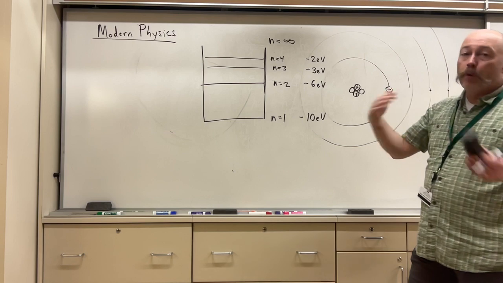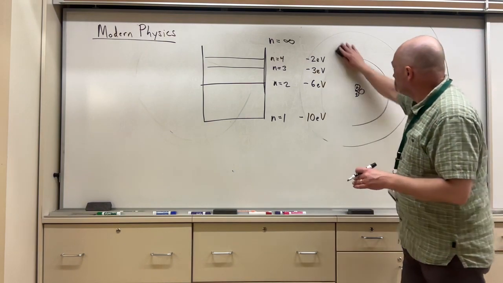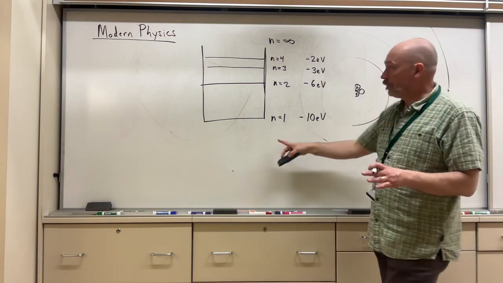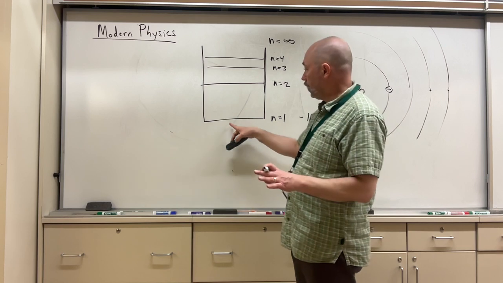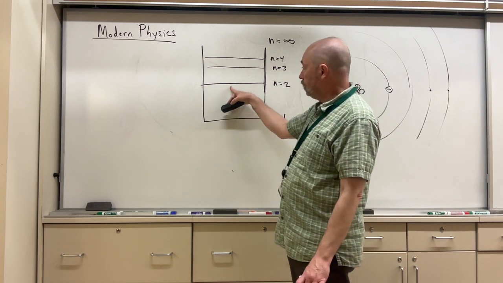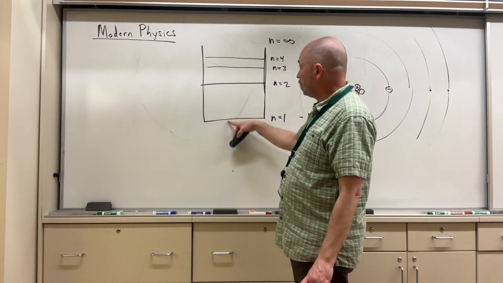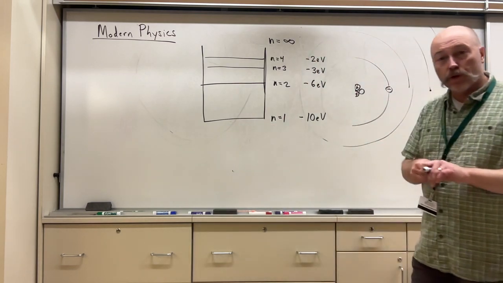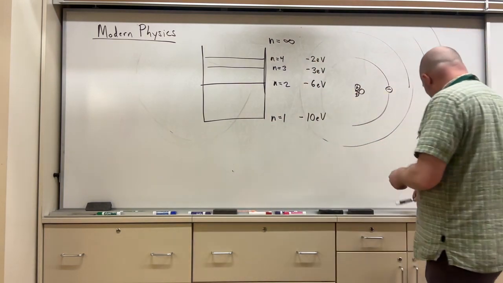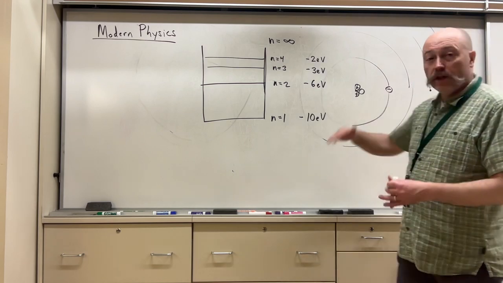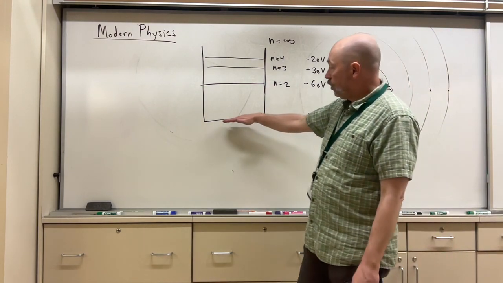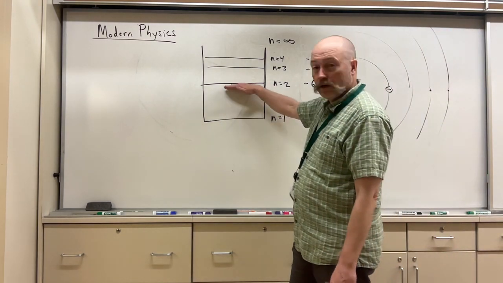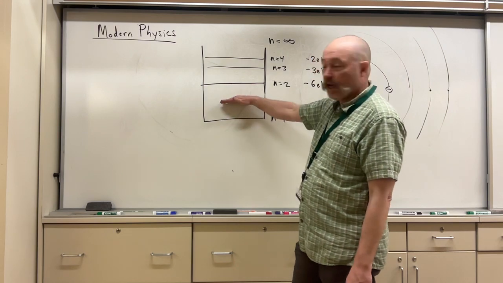So Bohr says a couple different things. One, this is my energy level, so my electron could go from this level to here, this level to here, this level to there, and so on. Here's what Niels Bohr is saying: when electrons jump from one level to another, they have to go from this to here. They can't go from here to halfway.